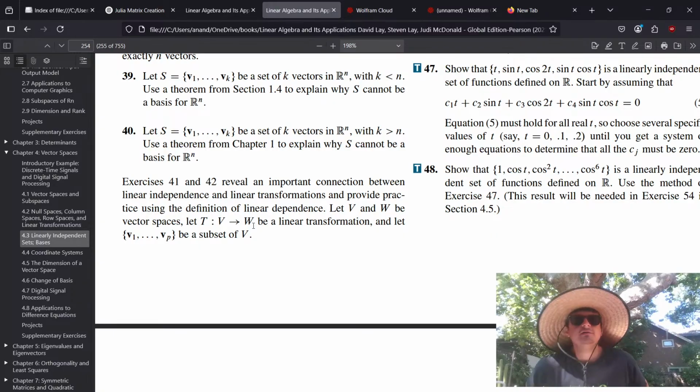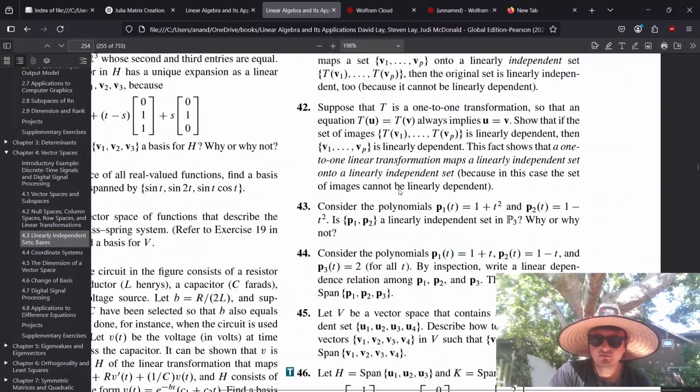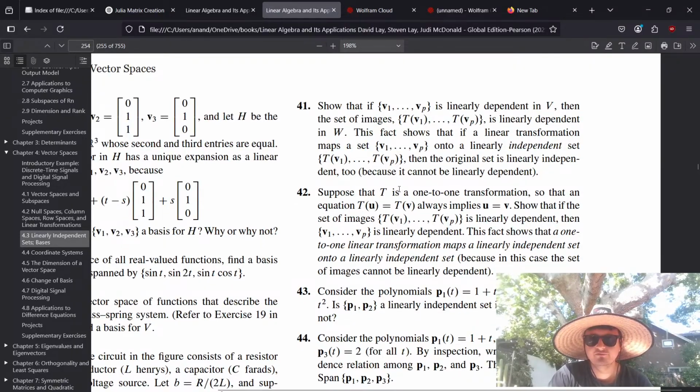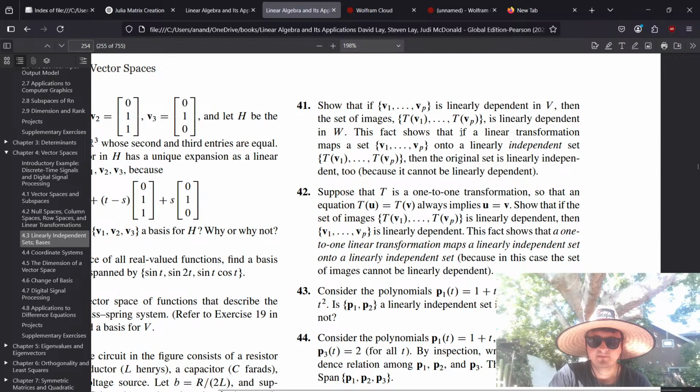Okay. So, all right, so let's see, what are the problems? Show that if V1 to VP is linearly dependent, then the set of images is dependent. Ooh. I think what you do is, okay, let's say VP is equal to some linear combination of V1 to VP minus 1. Then you, okay, this is a good one.